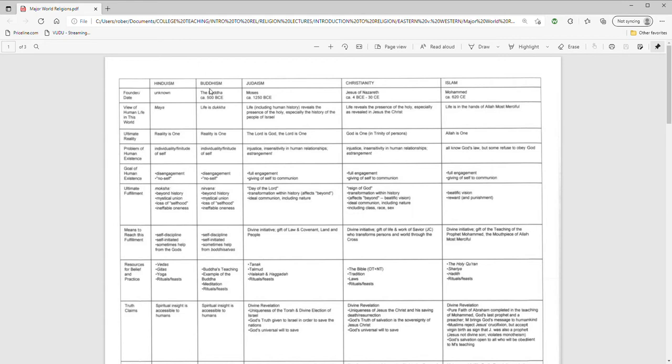There are other Eastern religions, so we can briefly talk about Confucianism and Taoism and Shinto as well. They're not on this chart, because again, this chart is just the five great major world religions. But we can discuss Confucianism and Taoism, Shinto briefly after we review this chart.